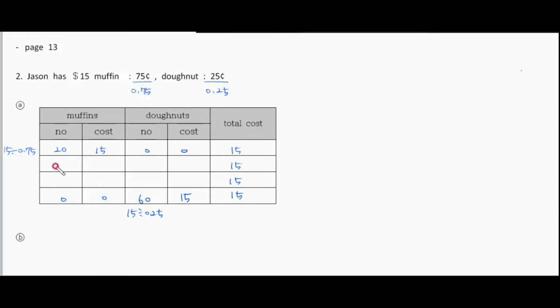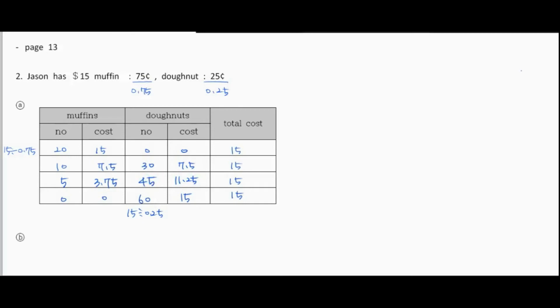And also, let's fill up the middle of it. We'll be buying 10 muffins. It will be $7.5. And donuts also will be 30 donuts and $7.5. And let's buy 5 muffins. Then it will be $3.75. And then the donut cost will be $11.25. So we can buy 45 donuts.